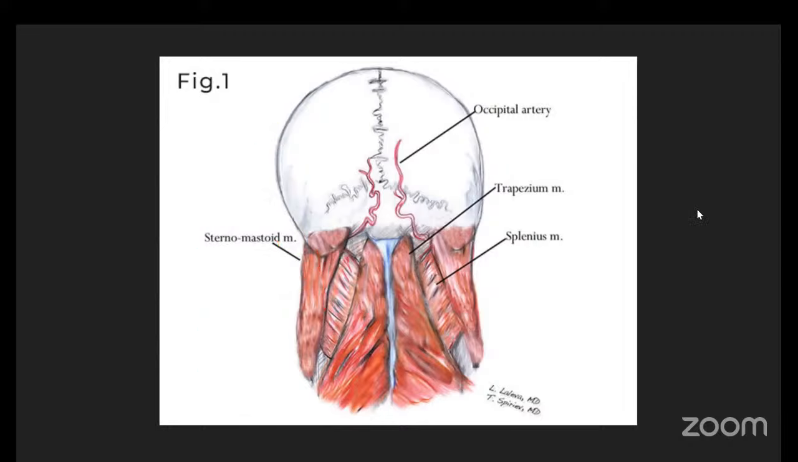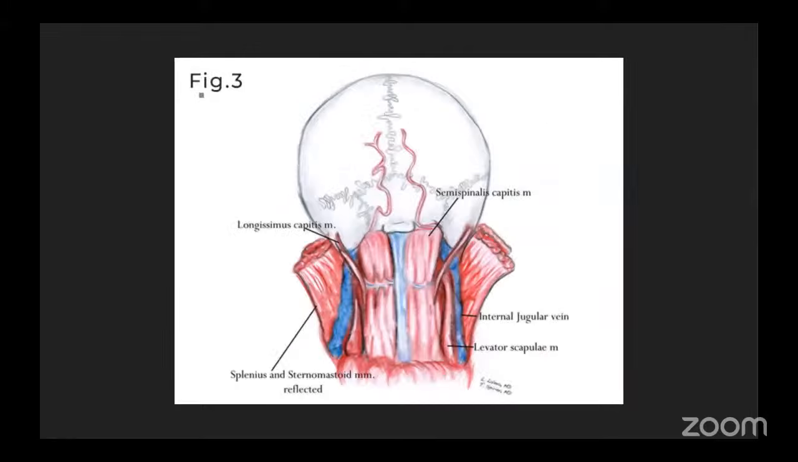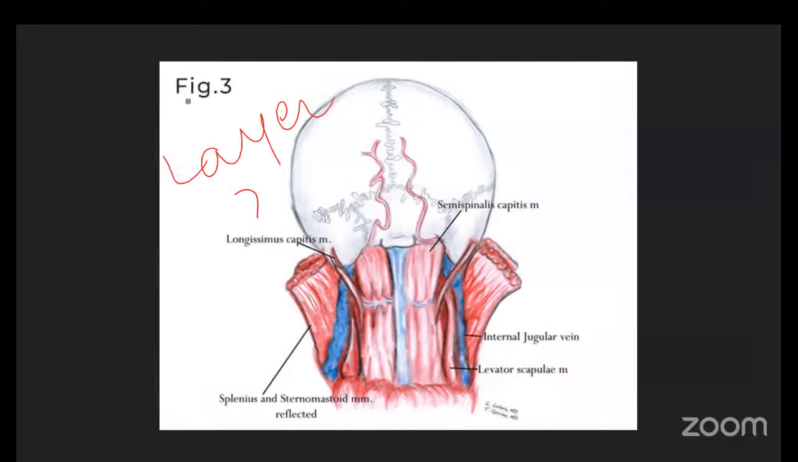Then we move on to layer 2. Now you see that sternocleidomastoid and splenius have been retracted laterally. Where do we come? We come to layer 2. And what does layer 2 have? Layer 2 has semispinalis capitis. Why is this important? Because we are going to detach this muscle right from its origin. This is attached to the occipital bone. We are going to detach it and leave a very small rim of the superior nuchal line, and this is going to get retracted inferiorly. Am I clear?